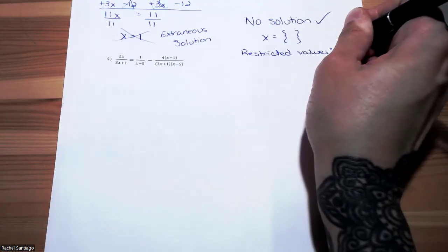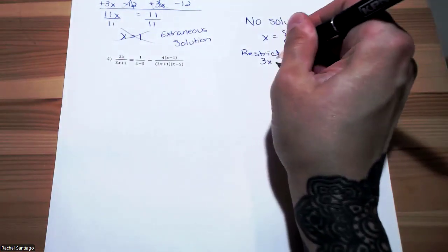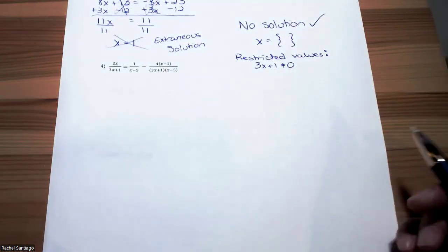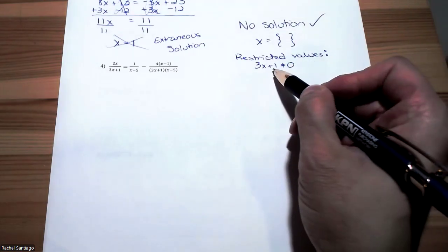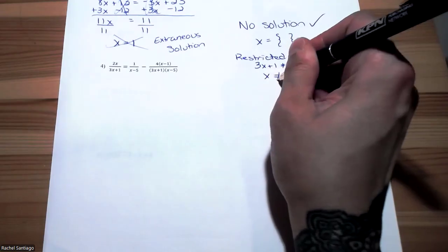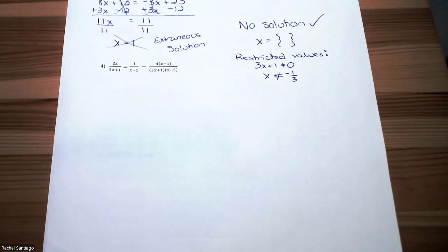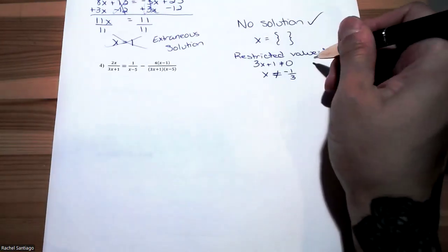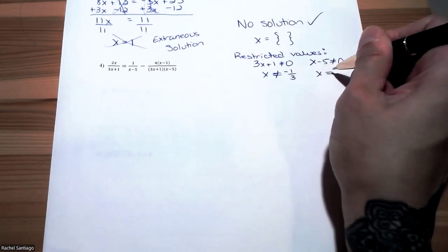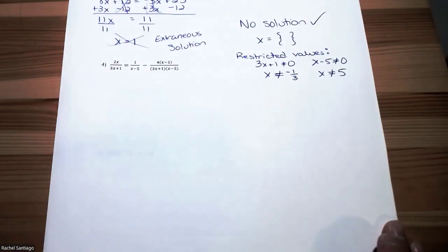And let's look at these. We have a 3x plus 1. So let's set that not equal to 0. I know I'm writing not equal to 0 because it's a restricted value. So I have to subtract 1, don't I? And then divide by 3. So x cannot be negative 1/3. Cool. We also have an x minus 5. So if x minus 5 is not equal to 0, we show that x cannot be positive 5. So those are my restrictions.